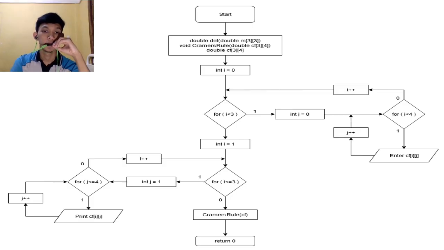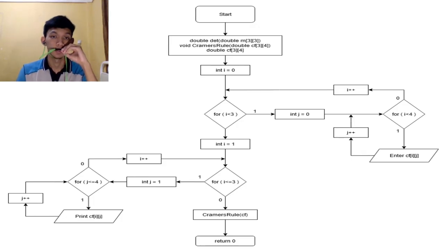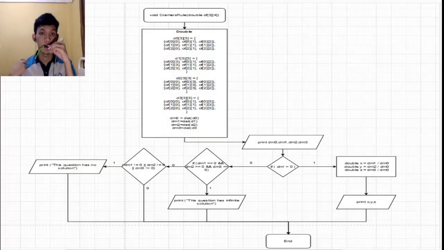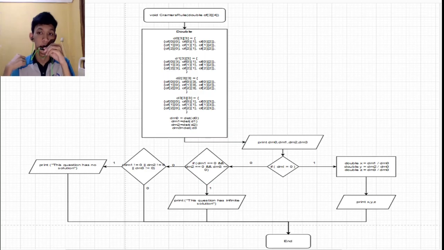And then we're going to create a loop to notify the user to enter the value of each element of the matrix. In the next loop, we're going to display the matrix that has been entered by the user. And then we're going to go to the Cramer's rules method. The main function will call the Cramer's rule method. So as the doctor can see, this is the method for Cramer's rules.